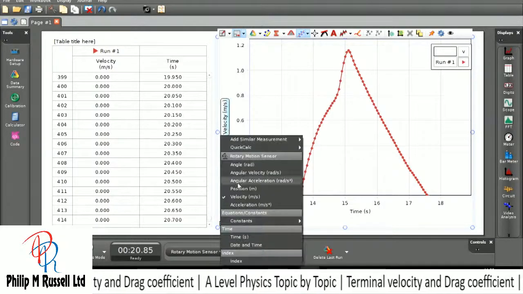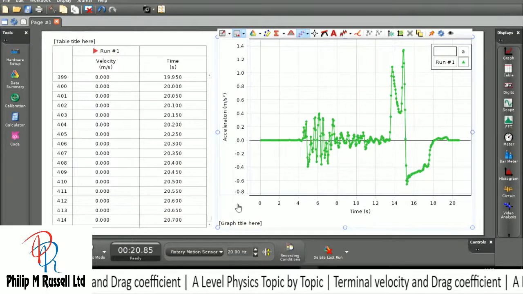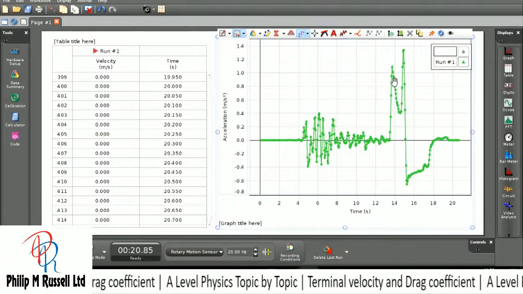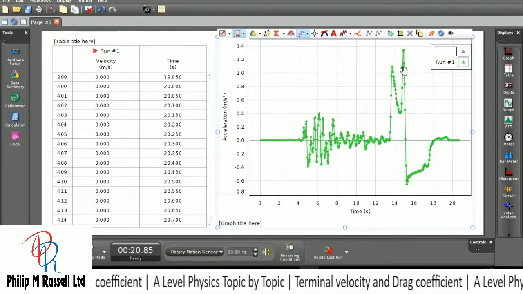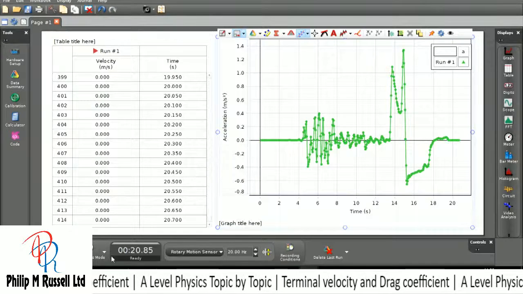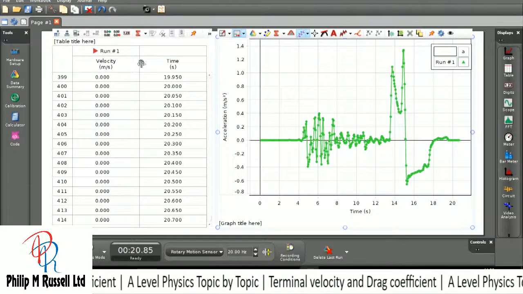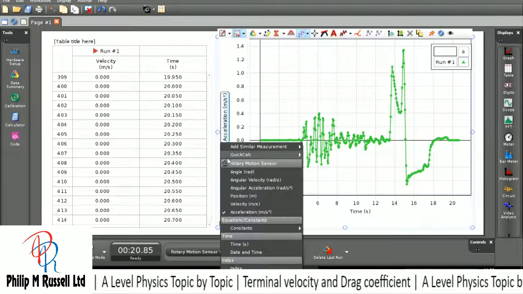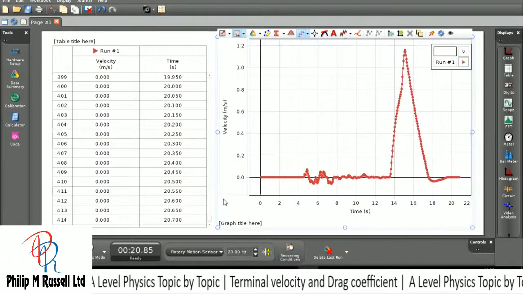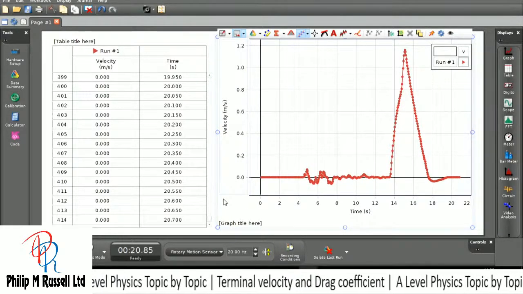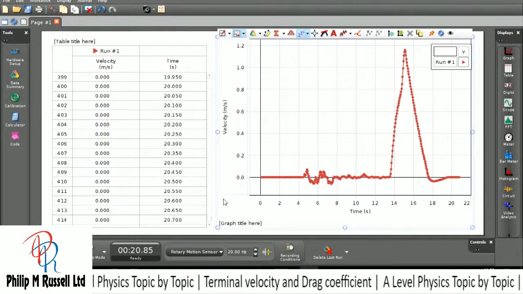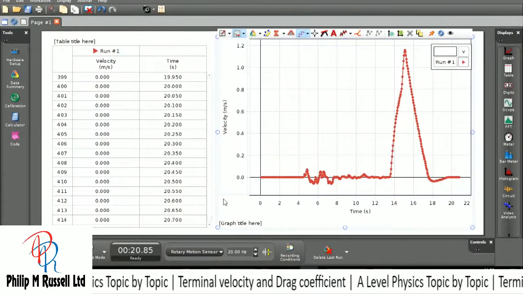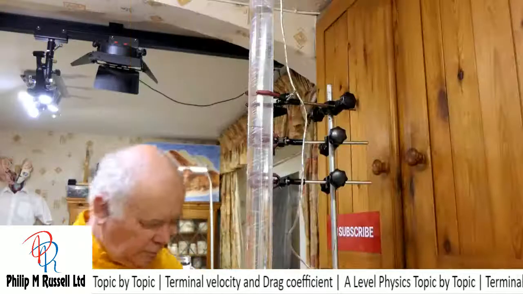We can look at the acceleration here, and my acceleration started, went down, and then went back up again. So I think what we'll do is we'll reset this experiment and have another go and see if we can get any better results this time. I'm losing about 2 or 3 centimeters a minute.